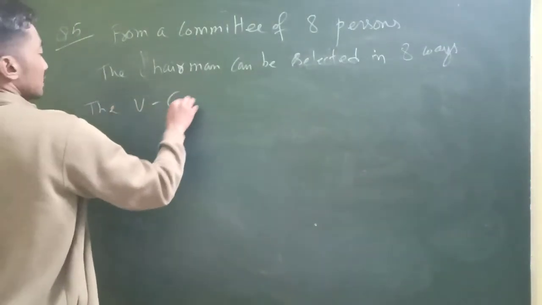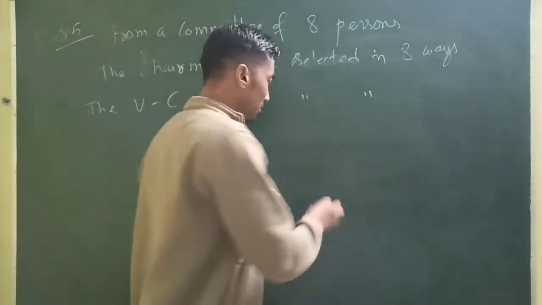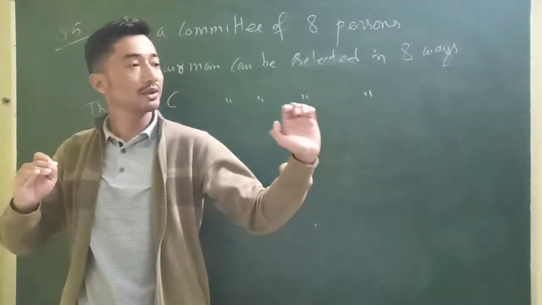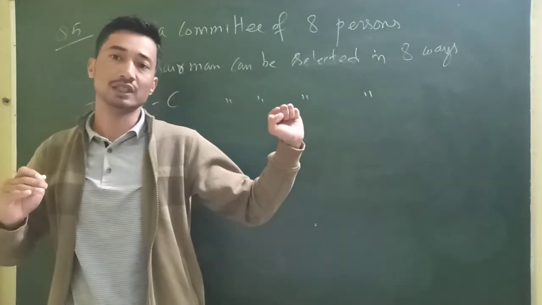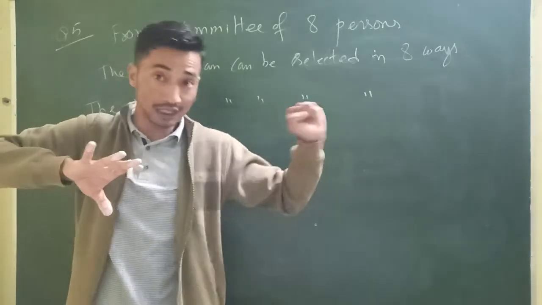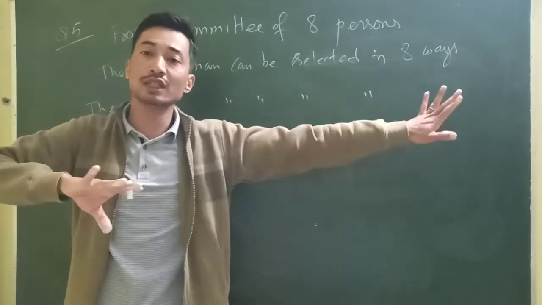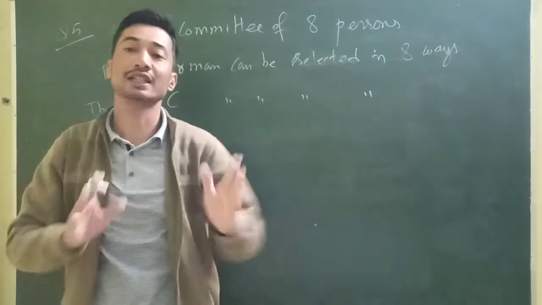But the vice chairman can be selected in how many ways now? Because we have here 8 persons, so one of them is already selected as a chairman. So then how many people are left? 7 people, because the one who is selected for the chairman is done. Out. You are the chairman, get out, move aside.